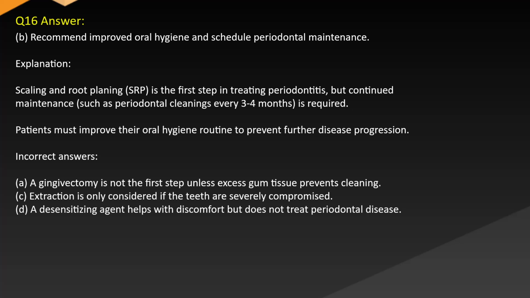Answer: B. Recommend improved oral hygiene and schedule periodontal maintenance. Explanation: scaling and root planing (SRP) is the first step in treating periodontitis, but continued maintenance, such as periodontal cleanings every 3-4 months, is required. Patients must improve their oral hygiene routine to prevent further disease progression.